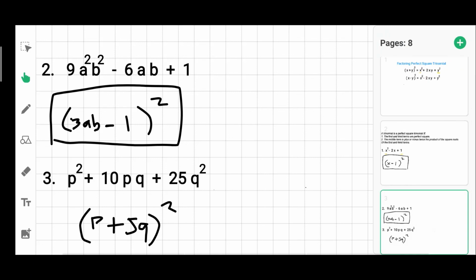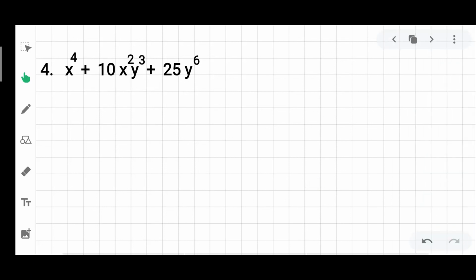So, for our last example, we have x raised to 4 plus 10x squared y cubed plus 25y raised to 6. So, perfect square ba ang first and last term natin? Yes. And then, yung middle term, nakuha ba siya sa pagta-times twice ng square root ng first and last term? Yes. So, pwede na tayo mag-factor.